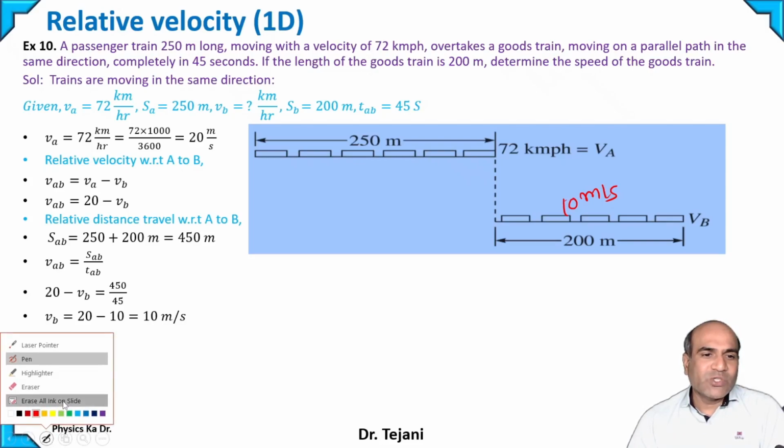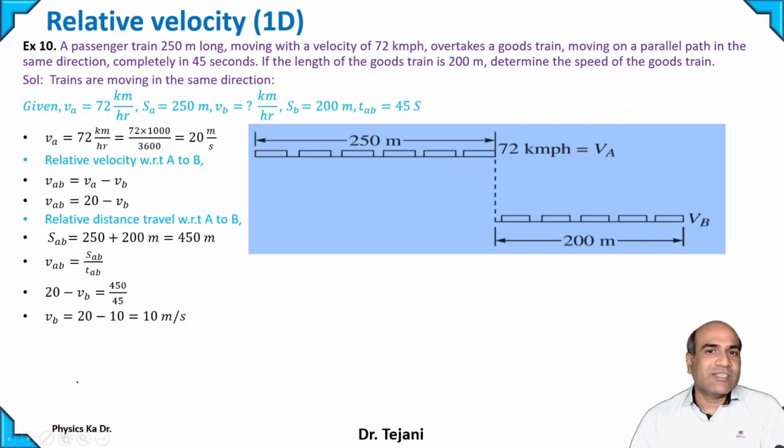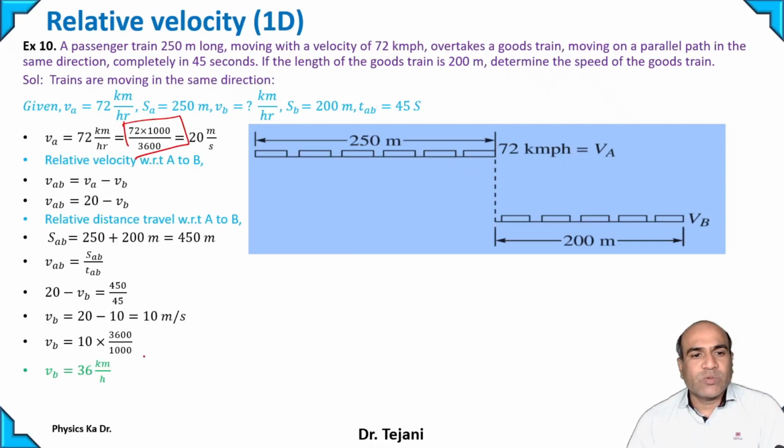This kind of question you will see in the NEET or JEE examination. Be ready for that. We need to convert this into kilometer per hour. If the answer is in kilometer per hour, we need to convert. So multiply by 3.6, exactly the opposite of what we did before. So it becomes 36 kilometer per hour.